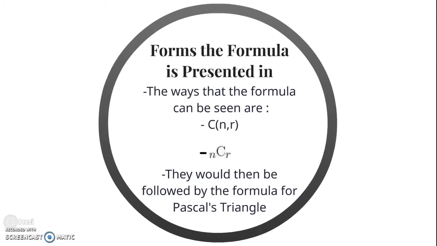And just like combinations, the formula is represented in two different ways: C of n comma r and then nCr. These would just be normal in an equation. It's kind of like f of x or y for a function. It just basically goes in front to show what you're putting into the equation.